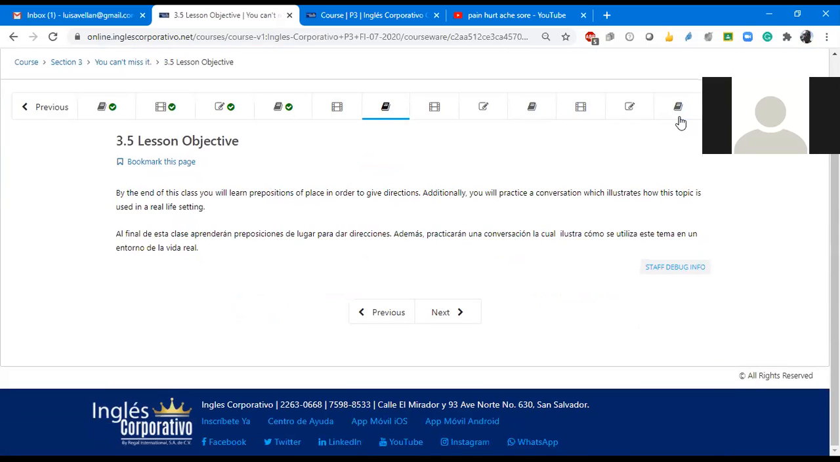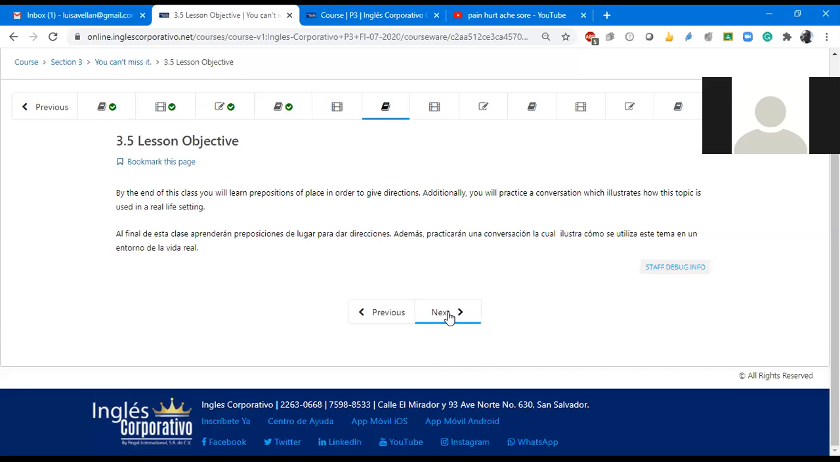Okay, Max, can you please read the objective here? By the end of this class, you will learn prepositions of place in order to give directions. Additionally, you will practice a conversation which illustrates how this topic is used in a real life setting. Okay. Good. Thank you.